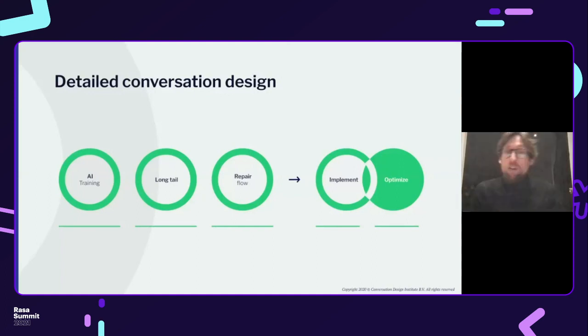We're going to be thinking about the long tail, right? When do we hand it over to an agent or to a website? We really want to have 80% of people go through 20% of the conversational path. All right, and that's really our high value use cases.